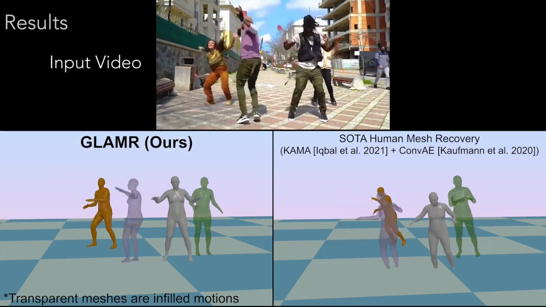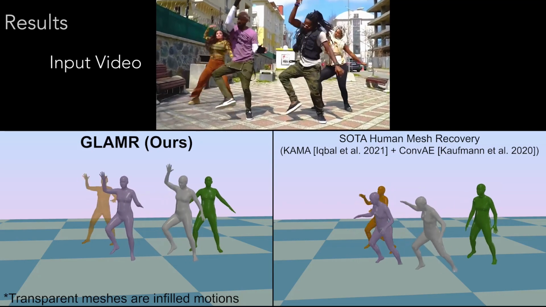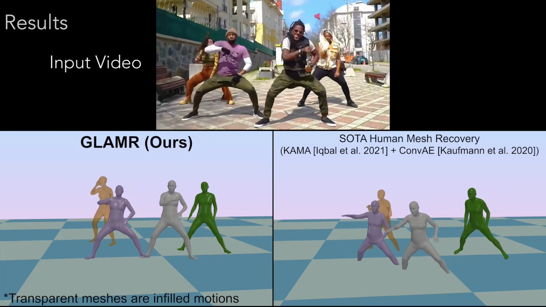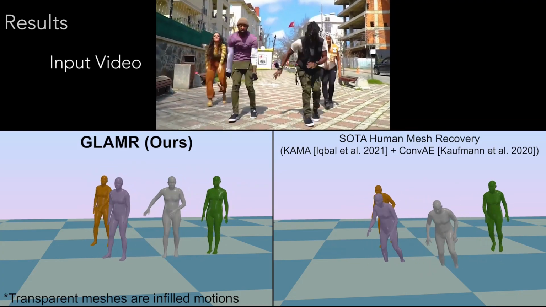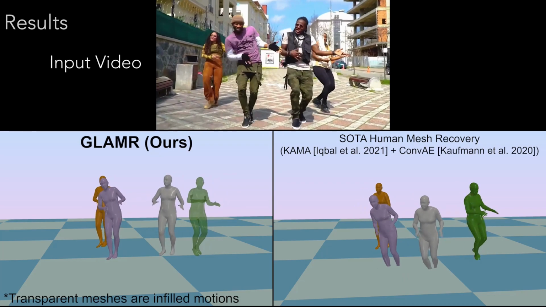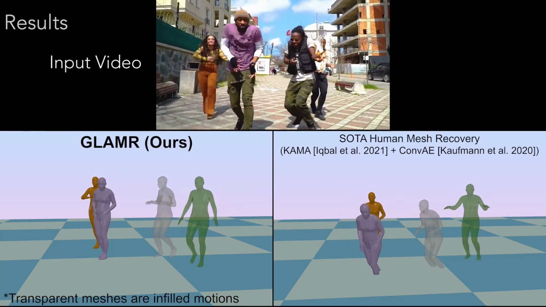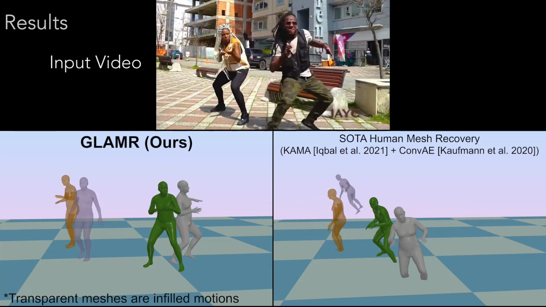Now we show the results of our approach GLAMR and the baselines for a demo video. We can see that GLAMR produces smooth and accurate human motions in a consistent global coordinate system. GLAMR also hallucinates more natural motions for occluded humans, which are rendered in transparent colors.